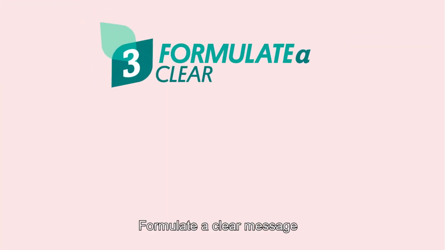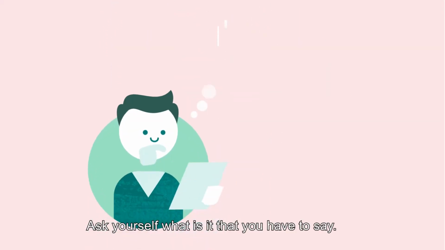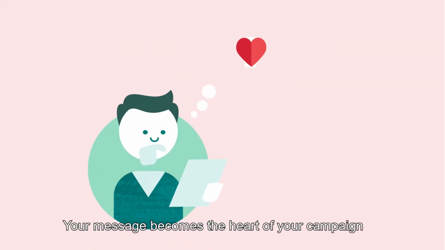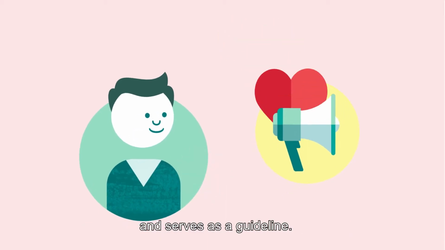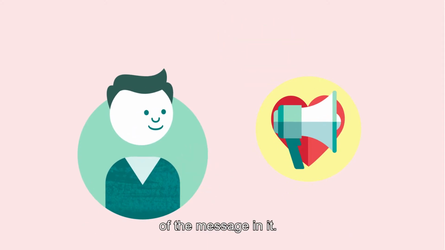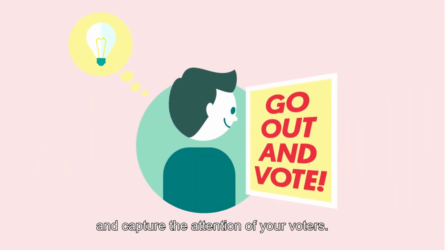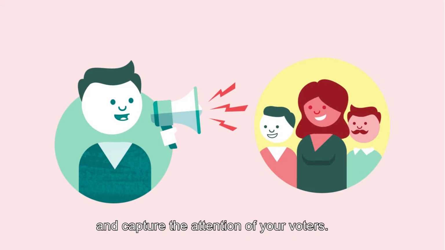3. Formulate a clear message. Ask yourself what it is that you have to say. Your message becomes the heart of your campaign and serves as a guideline. Everything you plan will have some element of the message in it. From your message, you will be able to develop slogans and capture the attention of your voters.